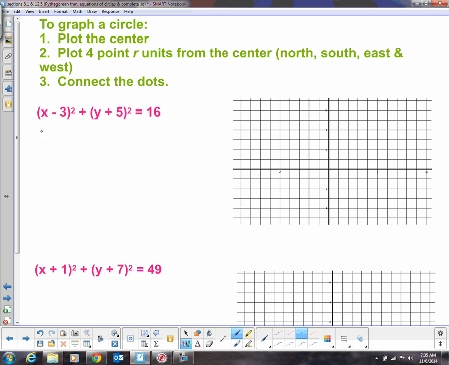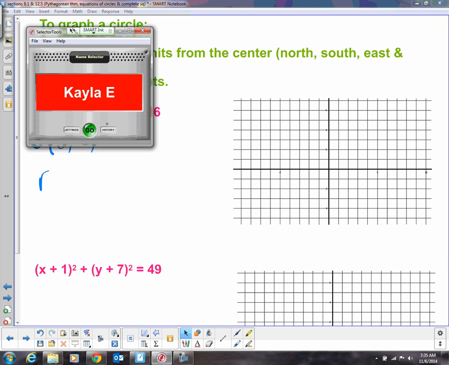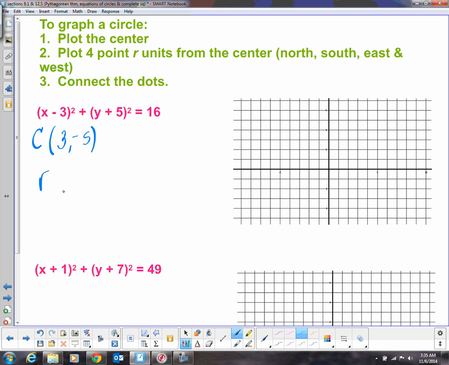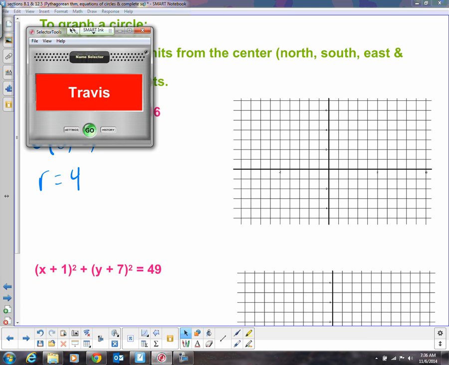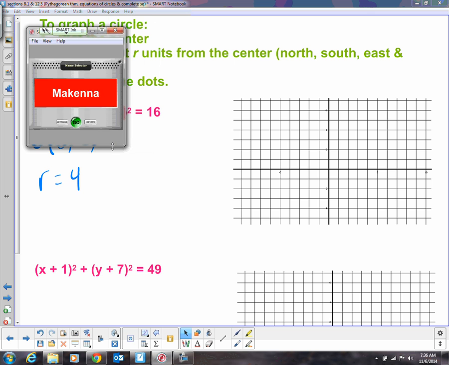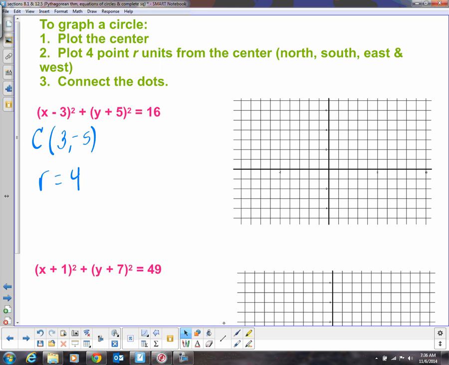All right, so I need to know my center of my circle. Kayla, what's the center of this circle? All right, and I'm going to need the radius of my circle, and the radius of my circle is, Travis? 4. All right, so in order to graph this, what am I going to do? Jennifer's not here. McKenna. So that means I go over 1, 2, 3. 1, 2, 3, 4, 5. Then what?